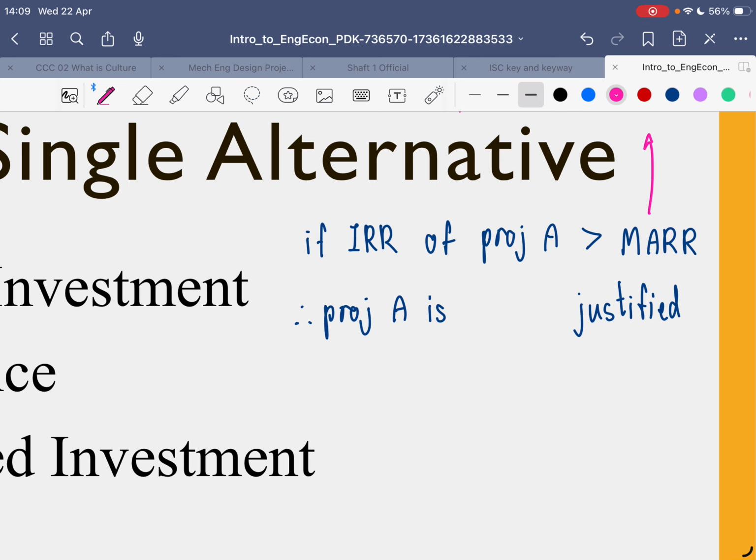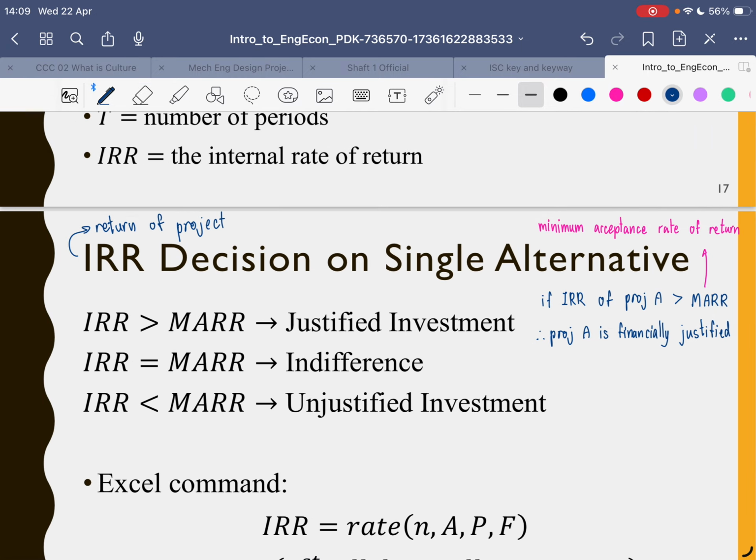If the IRR of project B is equal to MARR, it is indifferent, right? It's just equal. If you have better options, you choose better options. If IRR is lower than MARR, that is unjustified, except for exceptions like security law or others. But if we are talking about investment, if IRR is lower than MARR, it is an unjustified investment. We are not going to talk about Excel calculation in this course.